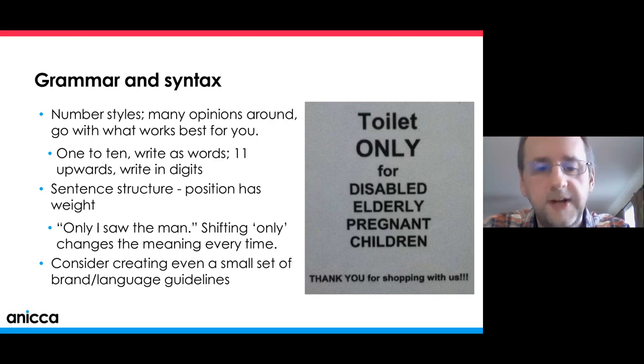Sentence structure. How you position phrases within a structure can have a bearing, and quite a lot of weight. The example that I've got there starts with "only I saw the man." But if I shift the "only" one space to the right, "I only saw the man," or "I saw only the man," or "I saw the only man," you can see that the meaning there changes every single time. Now, that's quite an extreme example, but I would say think about the order in which you're placing phrases.